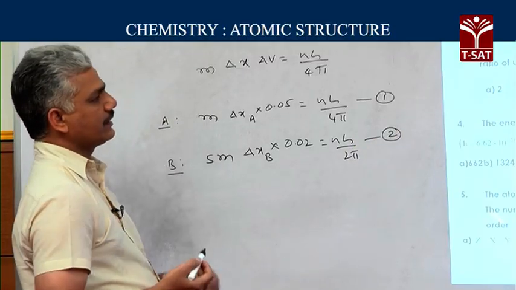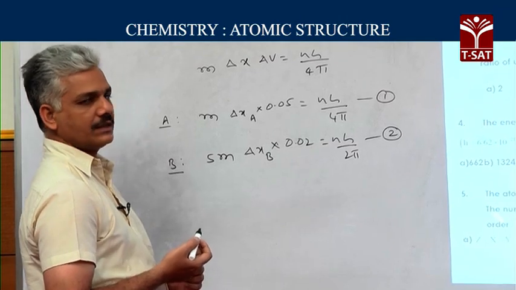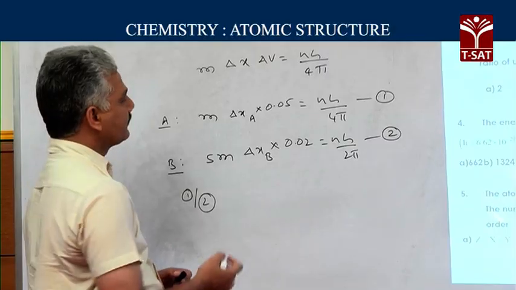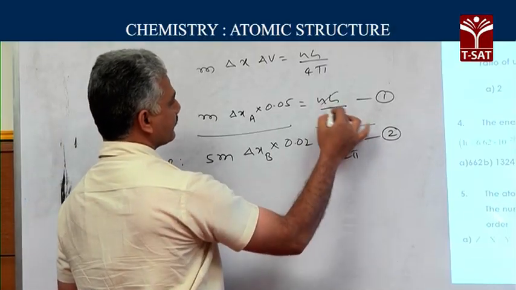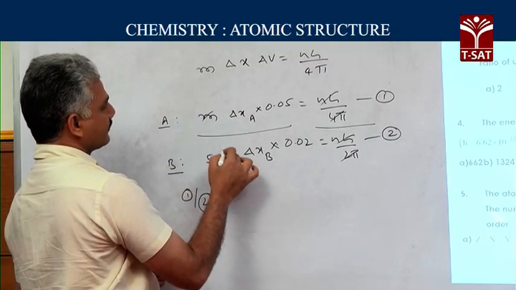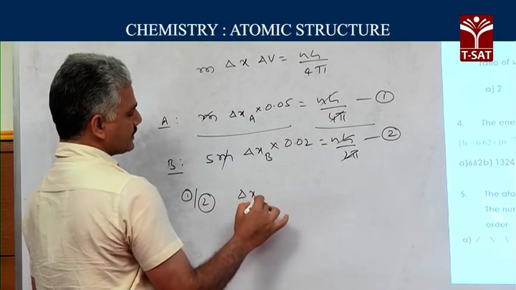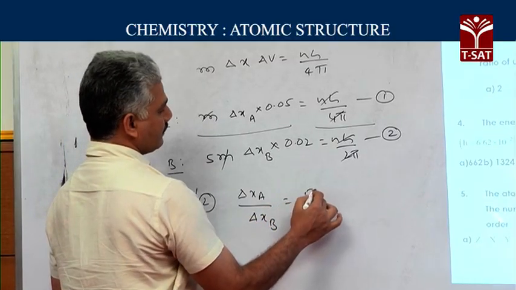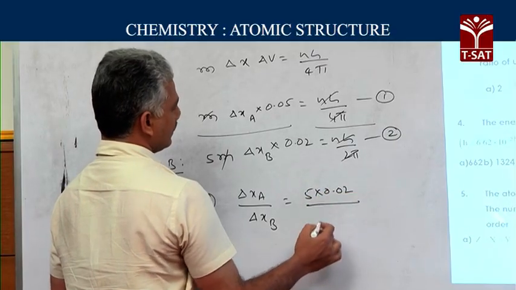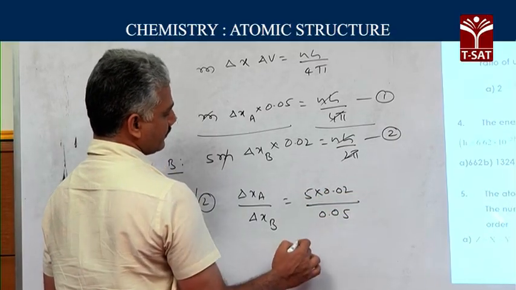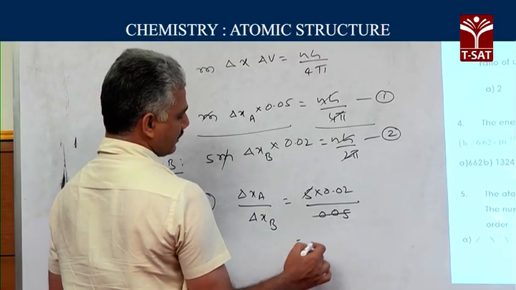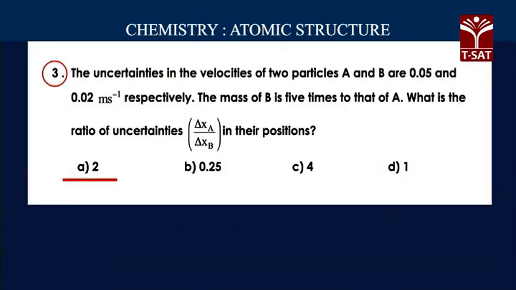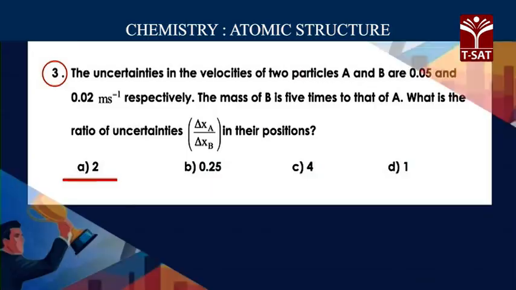Now, we have to find out the ratio between uncertainties in the positions. So, by dividing first equation with the second equation, delta xA by delta xB is equal to, we can write 5 into 0.02 by 0.05. This can be represented as 2:1. So, the correct option can be taken as the first option A.